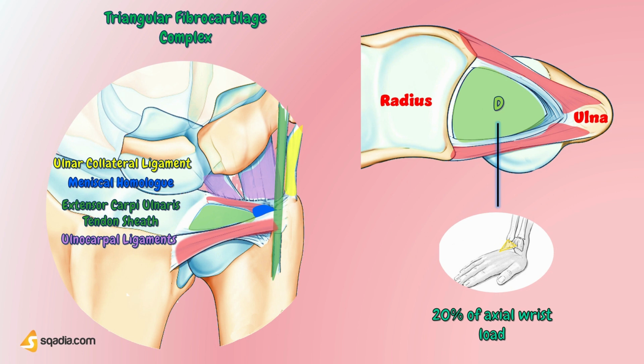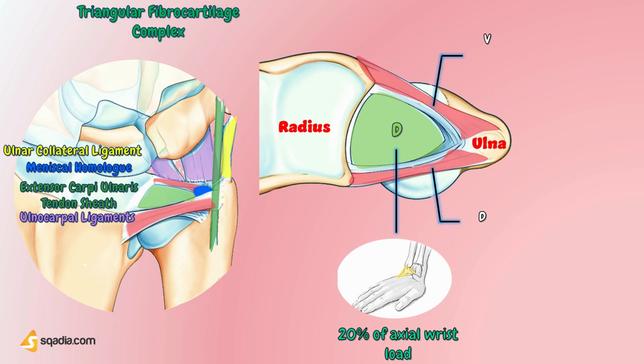This broadly based disc adheres to the radial sigmoid notch and extends to the ulnar styloid. The fibrocartilaginous disc also cushions the ulnar carpus, being responsible for 20% of axial wrist load. The bony morphology of these structures reflects an adaptation to the unique demands on this part of the wrist.